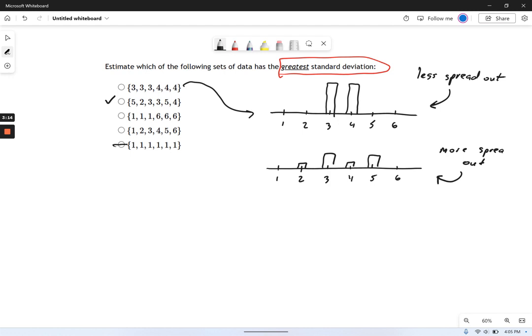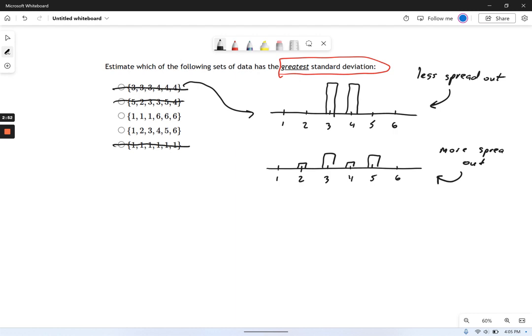This one clearly is not spread out at all, right? That's just a bunch of ones. It has no variation at all. It's the same number over and over again. So we know it's not these two with the greatest standard deviation. This one's pretty spread out. 1, 2, 3, 4, 5, 6, right? It has all the numbers and only a little bit of each one. So I would say number 2 is ruled out.